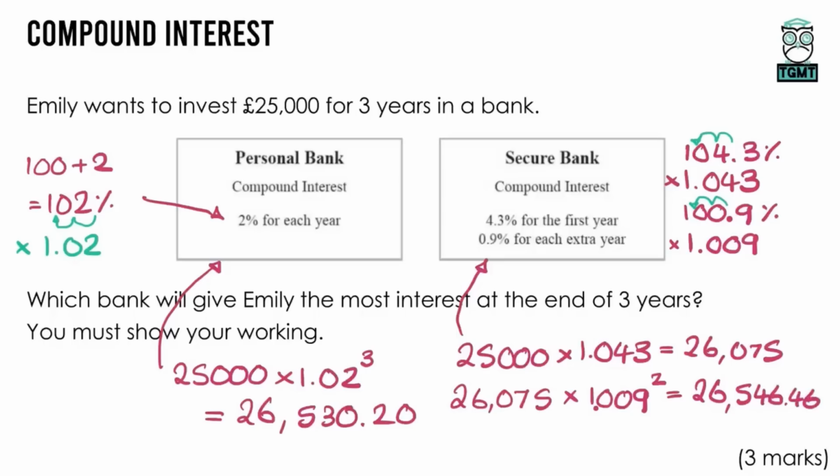£26,546.46. So you can see here, actually, we get slightly more in the secure bank. Not much more, it's about £16.26. So we would just say here, which bank will Emily get the most interest? So we want to make sure that we write down somewhere near our working out, secure bank, and you could write some more with that. If you prefer, you could write secure bank will give Emily the most interest, but just make sure it's really nice and clear which one we're choosing.